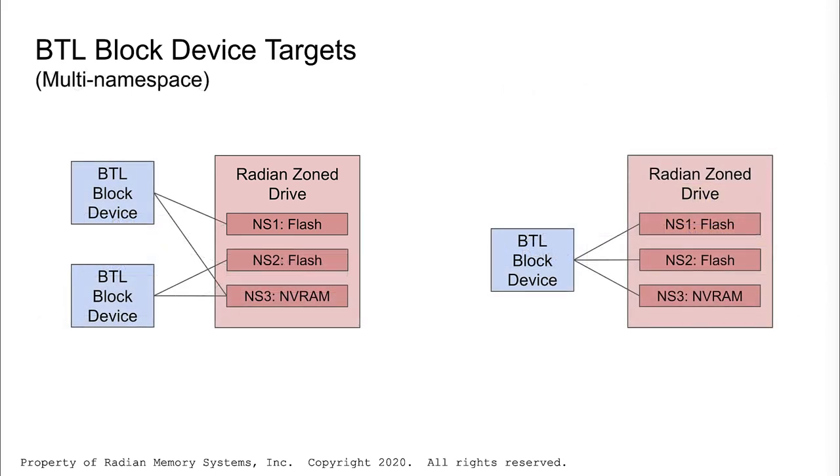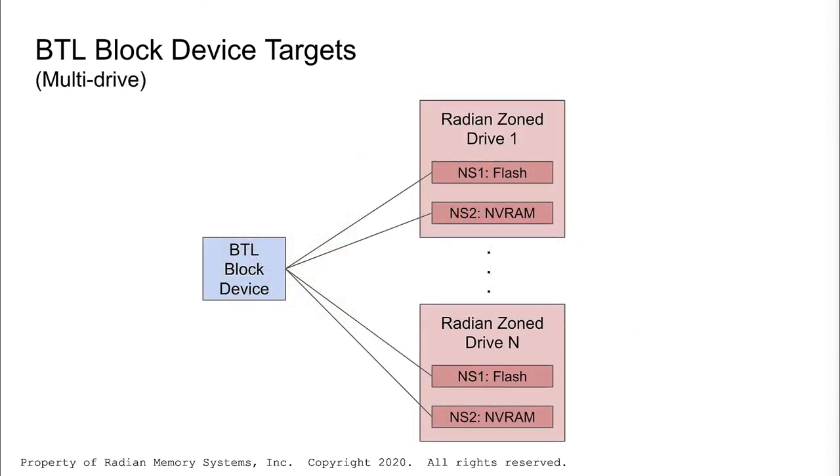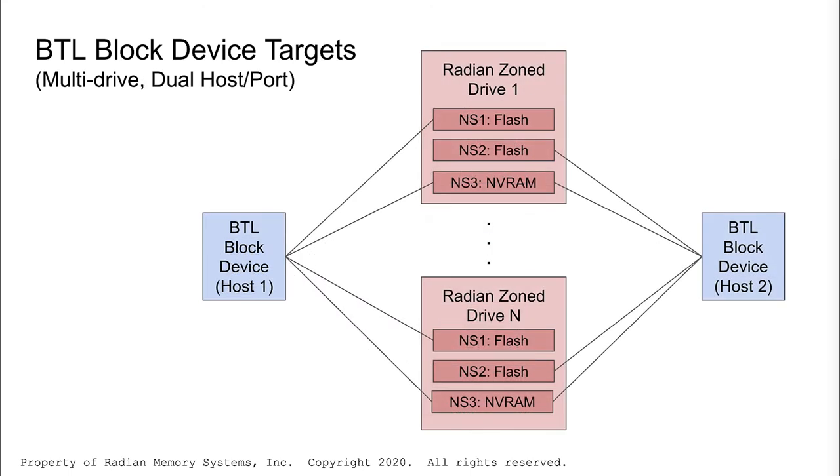If a drive is subdivided into multiple namespaces, these namespaces can be used to make BTL devices, such as by creating multiple BTL devices on a single drive, or a single BTL device aggregating multiple namespaces on a single drive. Multiple drives can also be aggregated into a single BTL device, as shown here in a single host scenario, or in a dual-ported scenario where each drive is split into two namespaces, and these halves are then aggregated into a multi-drive BTL block device on each host.